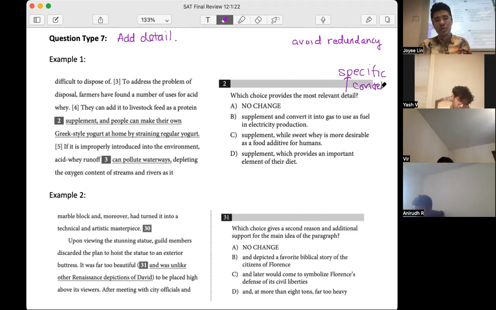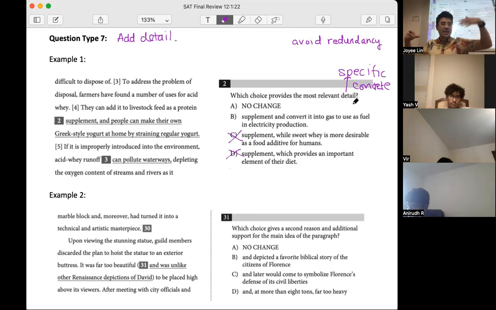So for example, in number 2, which ones are not specific or which ones are not concrete details? Yeah, which one is not then? So C, right? C is not a concrete detail. It says it's more desirable. That's not a concrete detail. That's an opinion. Yeah, D is not a concrete detail. Again, that's an opinion. So when you have the word detail, it means specific, it means related, right? And then of course, you got to tie it back to the claim sentence, right? The claim sentence always comes before, right?